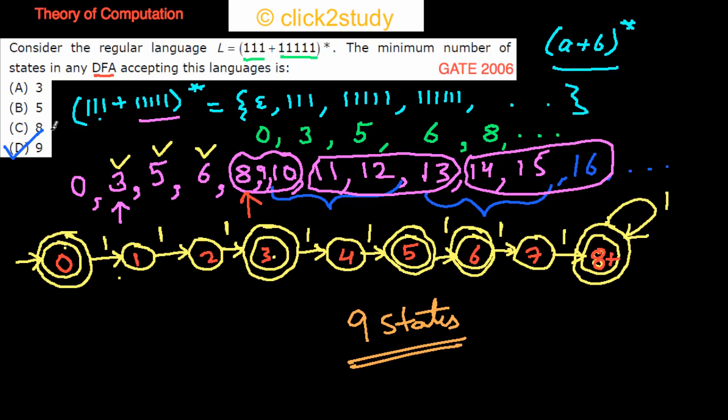I don't think I need to say anything else. It would need 10 states if you had a 0 out here. But I think in the question they should have mentioned the alphabet, that it contains just one single symbol, 1. There's no 0. In that case, it's fine: 9 states. So the correct option is D.